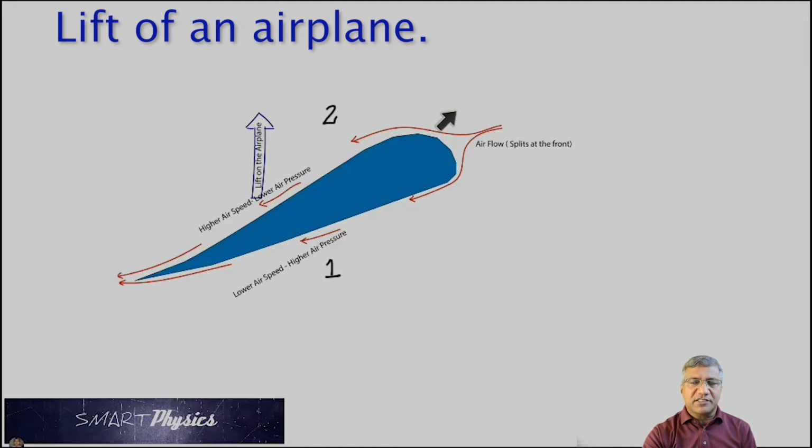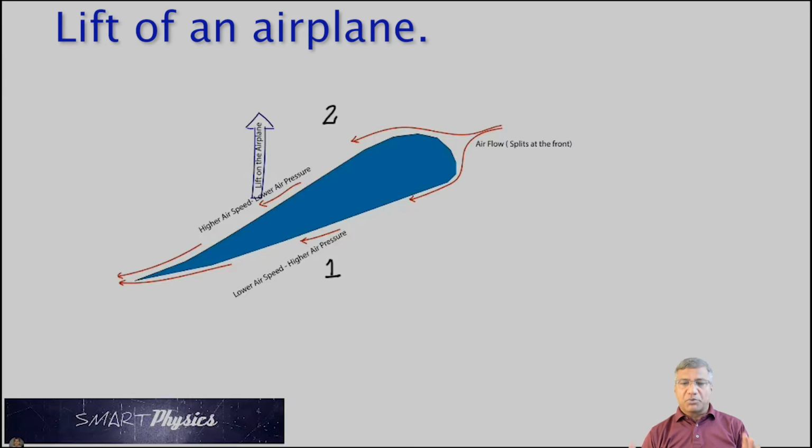The air that splits here has to recombine at the other end because of the equation of continuity, where mass cannot be created or destroyed. In order to do that, the air flowing over the top of the wing has to flow faster because that length of the path is bigger. And when it flows faster, the pressure becomes lower and the aircraft gets the lift.